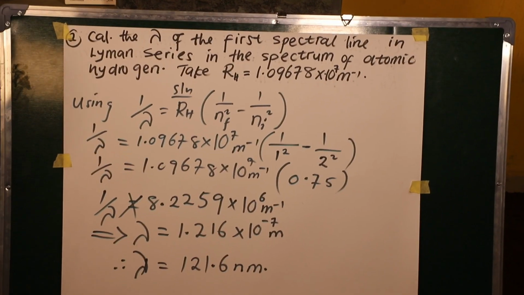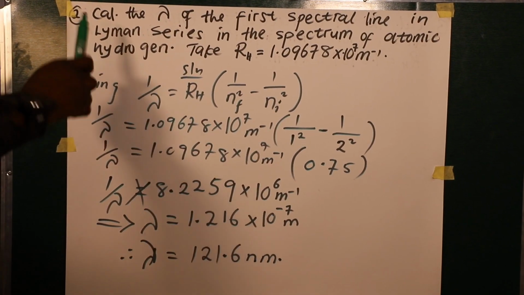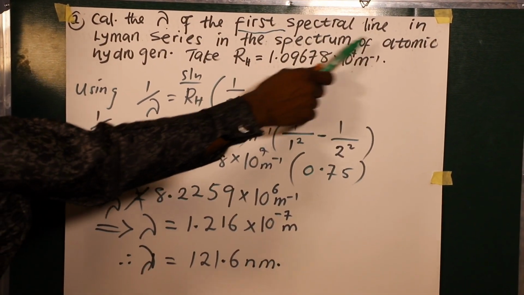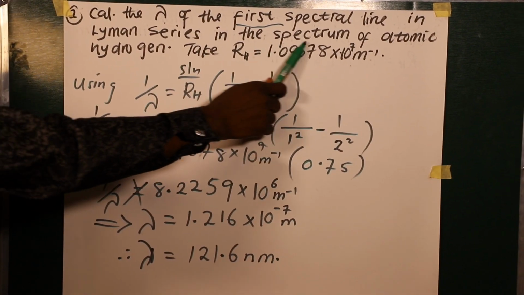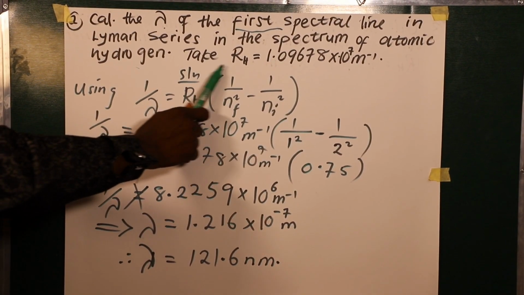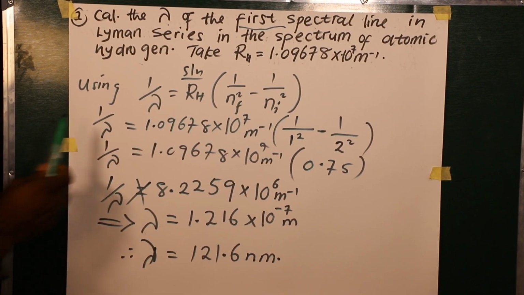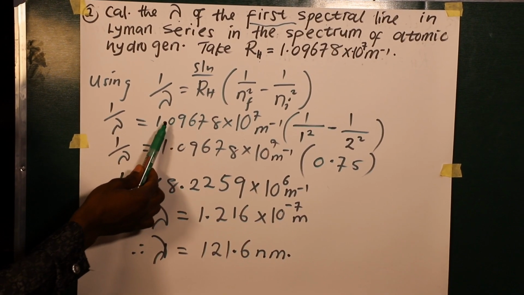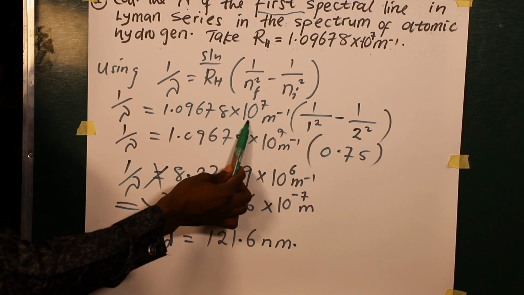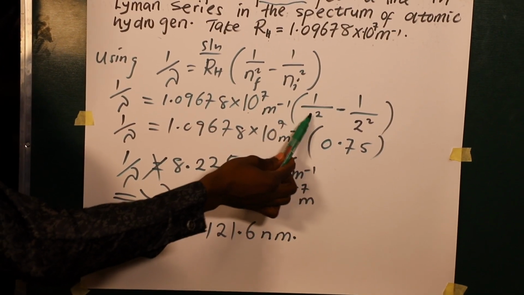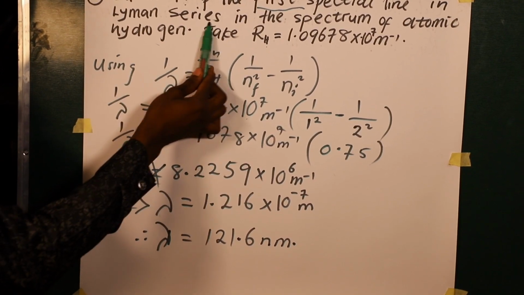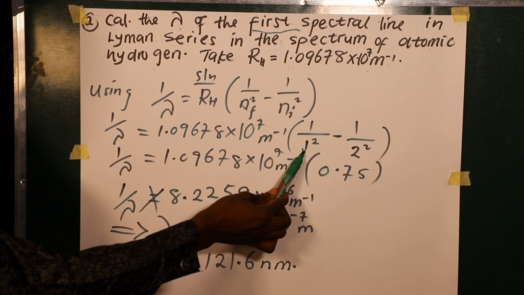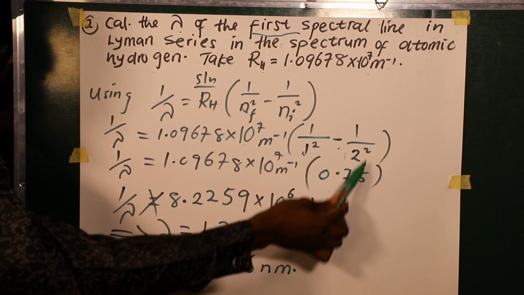So now let's move to problem number 2. Number 2 says calculate the wavelength of the first spectral line, first spectral line, don't forget, in the Lyman series in the spectrum of atomic hydrogen. Take RH as this value, which will always be given. It is a constant. So use the Rydberg equation to obtain wavelength. 1 over wavelength will be, we substitute the value of RH given into 1 over NF squared, which is 1. The Lyman series N final corresponds to 1, if you can recall, and minus 1 over 2 squared.